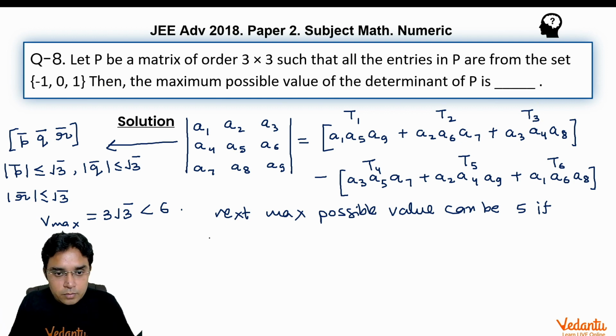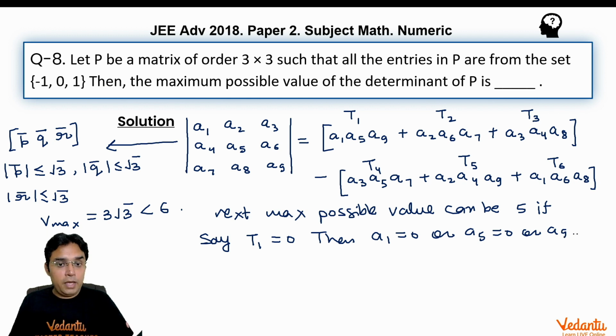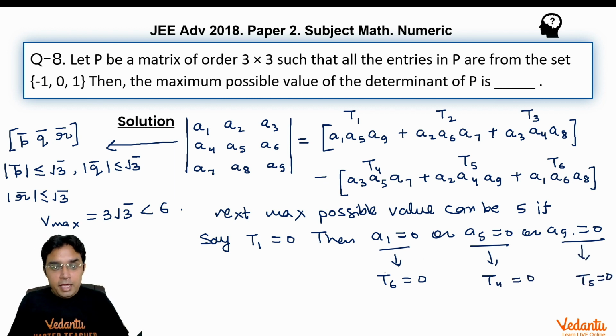I can assume any one of them to be 0. Let us say T1 is 0. And then, either A1 will be 0 or A5 will be 0 or A9 will be 0. But if A1 is 0 or A5 is 0 or A9 is 0, in all three possibilities, you can see this will make T6 be 0, this will make T4 be 0, and this will make T5 be 0. So you can see if I make any one of the terms 0, it will compulsorily make another term 0.